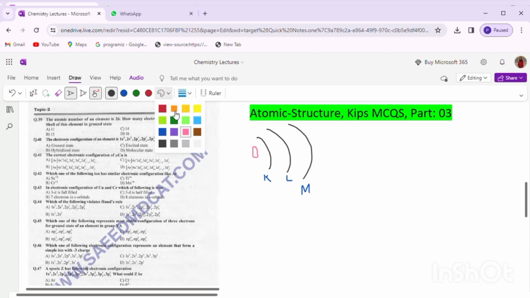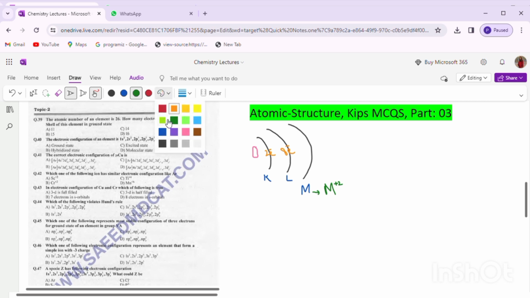In K shell there are 2 electrons. In L there are 8 electrons, right? Which means here we have 10 electrons completed. Now 16 electrons are remaining. M in its ground state means M plus 2, means it has lost 2 electrons, right? So how many electrons would there be?